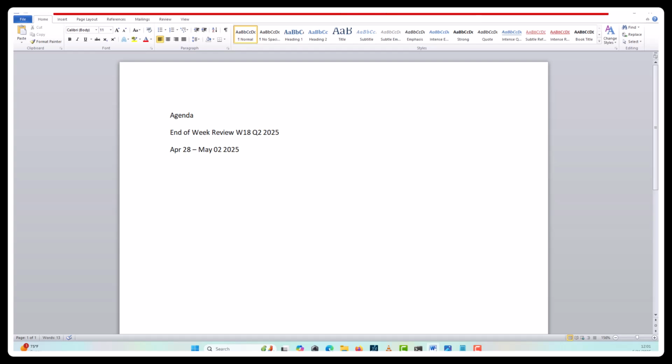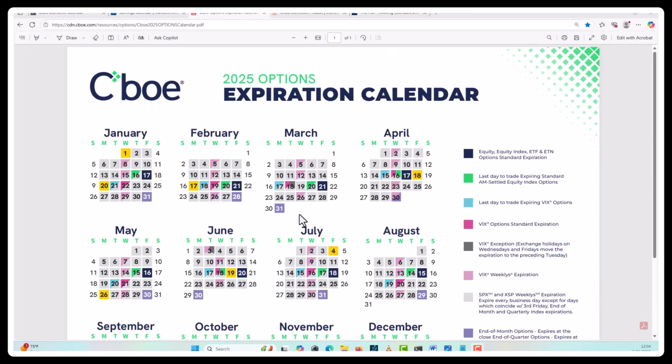For week 18, let's see, we have a non-farm payroll. Let's check it out. Basically we are here in the last 3 days of April and then the first 2 days of May, so it's the overlap right there. It's also a non-farm payroll week because it's the first Friday of the month. Very interesting to see how it plays out for the week of 18th.